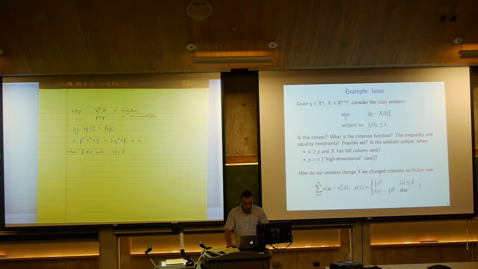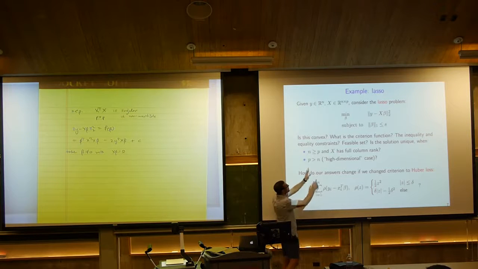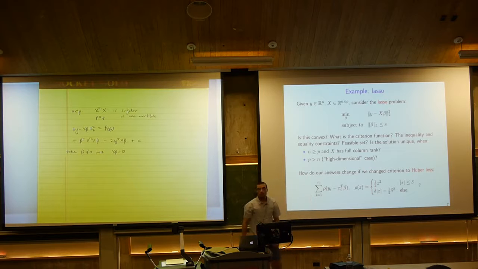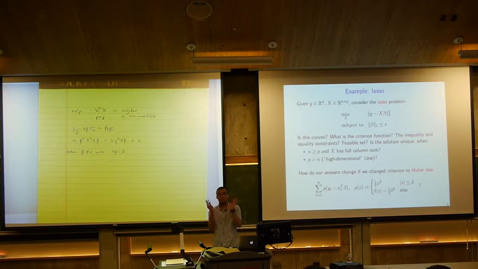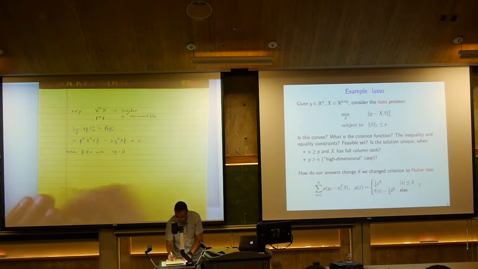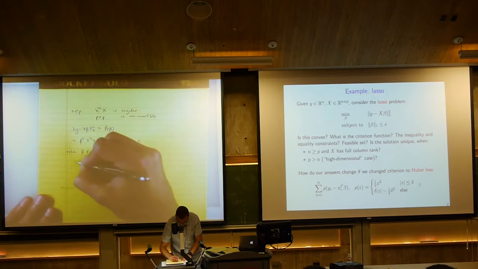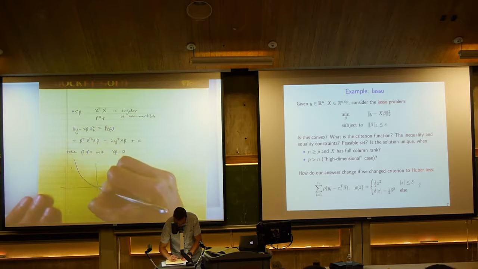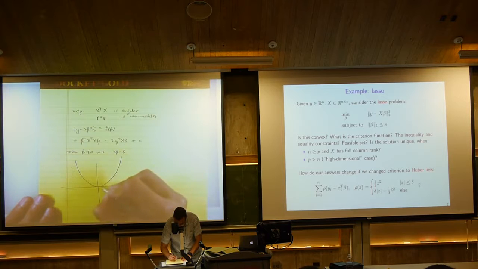I'll let you think about how our answers would change if we change the criterion a bit. We won't go through that part. But suppose we change the criterion to Huber loss, which basically takes the squared error loss and clips it, so that at some point it just becomes linear. Huber loss looks like this. So instead of having a quadratic function that just continues to shoot up, Huber loss linearizes it at some point. That was not the greatest drawing, but I think you get the idea.